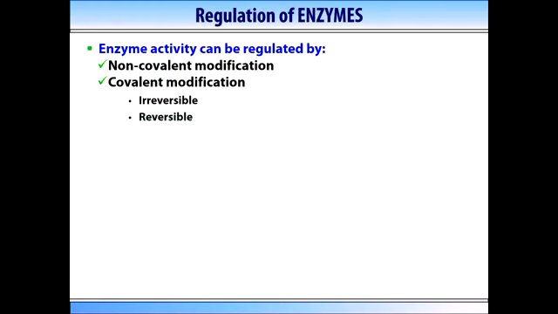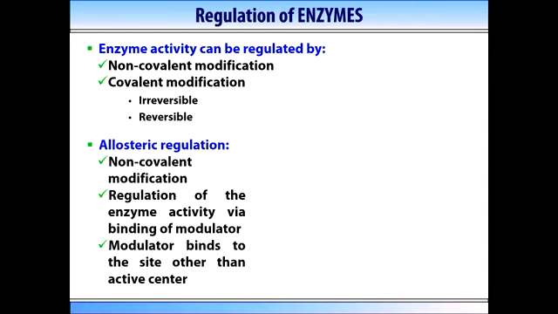Okay, so the last topic for today is the regulation of enzymes. One type of regulation is what we already just talked about, the inhibition. And how else can enzymes be regulated? They can be regulated by non-covalent modifications or covalent modifications. Here again, there could be irreversible or reversible modifications.